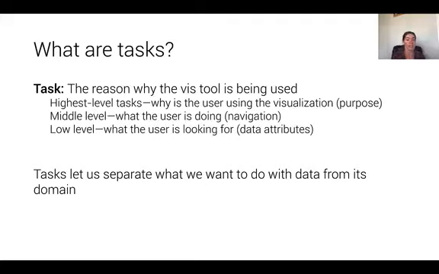Am I trying to communicate? Am I trying to explore? Is the data merely meant for enjoyment, or am I trying to confirm my own knowledge of the world? We can take tasks then down one level of detail to focus on this mid-level of navigation, or what is the user doing? Am I browsing the data to try to find patterns? Am I searching for targeted information? Am I organizing or updating or building unexpected relationships across the data? So this is really thinking about tasks in terms of the actions the user takes.